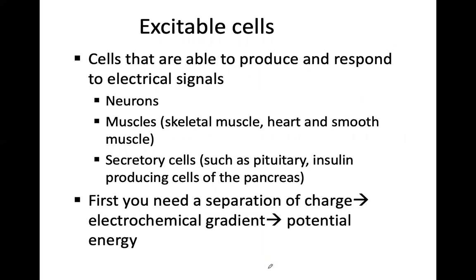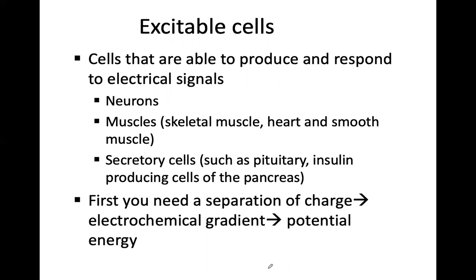Now, the next topic we're going to talk about, and then we'll move on to the actual neuron in a little bit more detail, is the concept of excitable cells. So excitable cells are basically cells that respond to changes in their environment, and the changes in these environments are electrical signals. So if you have an excitable cell, when it is stimulated by an electrical impulse, it gets activated, or gets, quote unquote, excited.